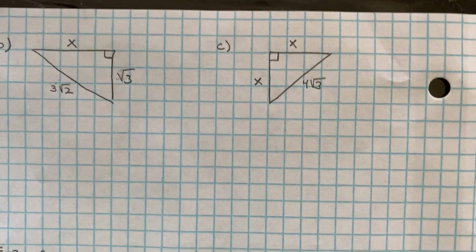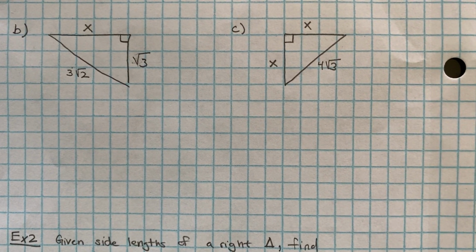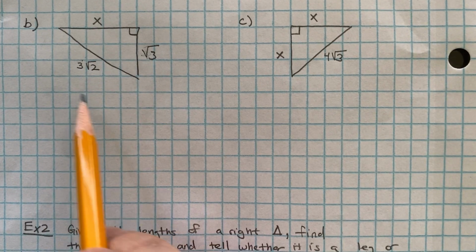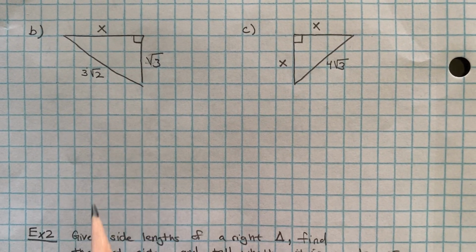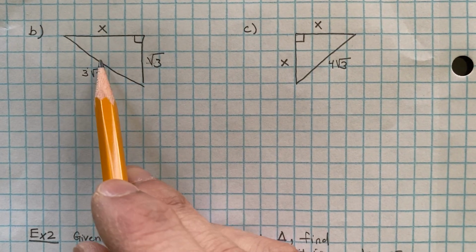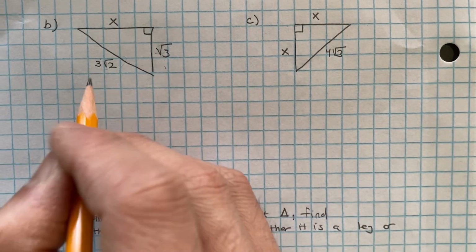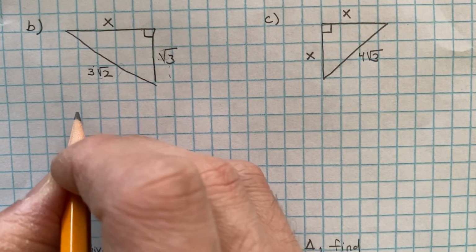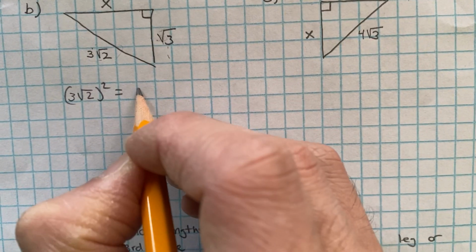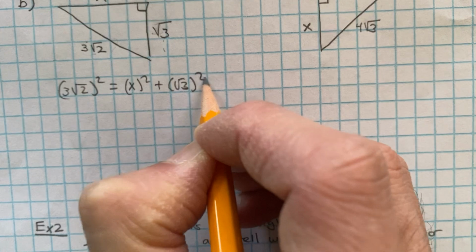Okay, so same type of directions for different types of problems right here, right? Again, this time the problem is given to you in terms of radicals, and the concept does not change just because you have radicals, right? Hypotenuse, this is the hypotenuse squared, is equal to the sum of the two legs squared. So this problem is really just practicing the radicals. 3 root 2 squared is equal to x squared plus square root of 3 squared.